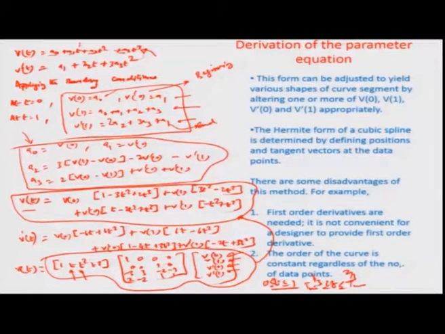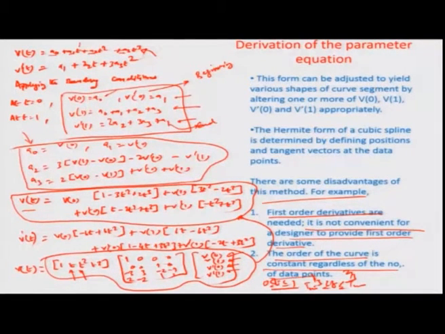So, some of the disadvantages of this method are, for example, the major need of this method is the first order derivative term, which has to be there at least at the ends to define the whole geometry, and it may not be very convenient for a designer to provide the first order derivative, because the slopes are very difficult to be measured at a certain point. Also, the order of a curve is constant regardless of the number of data points. So, that is another issue while obtaining the curves through the cubic fit method.